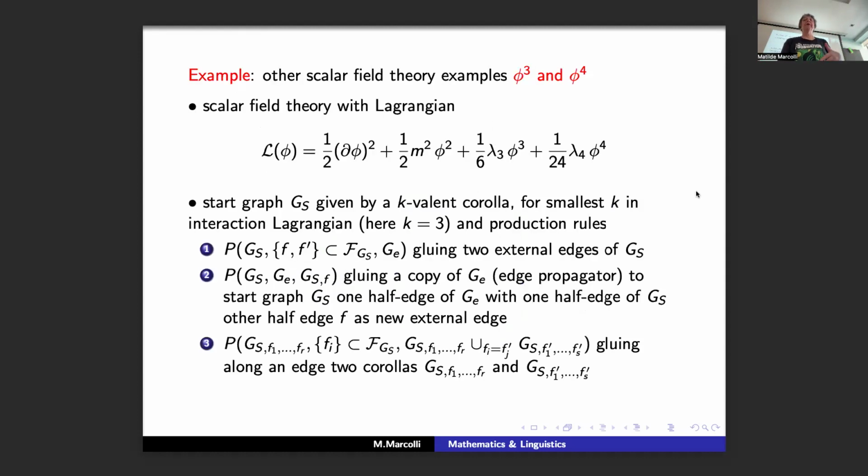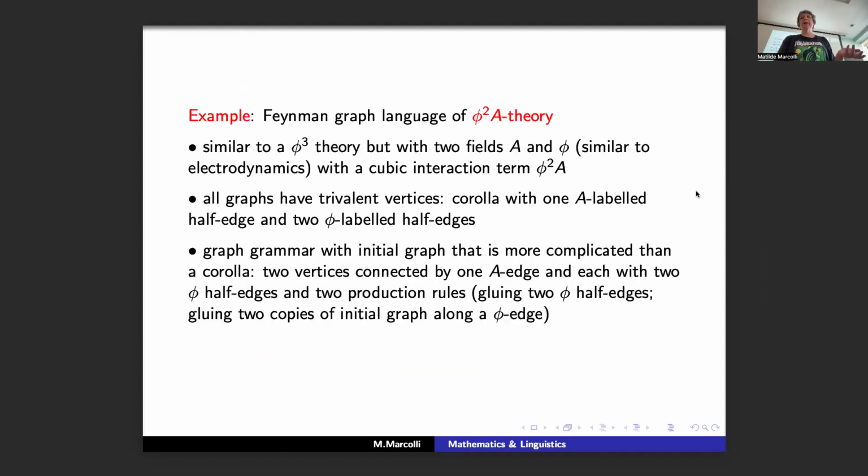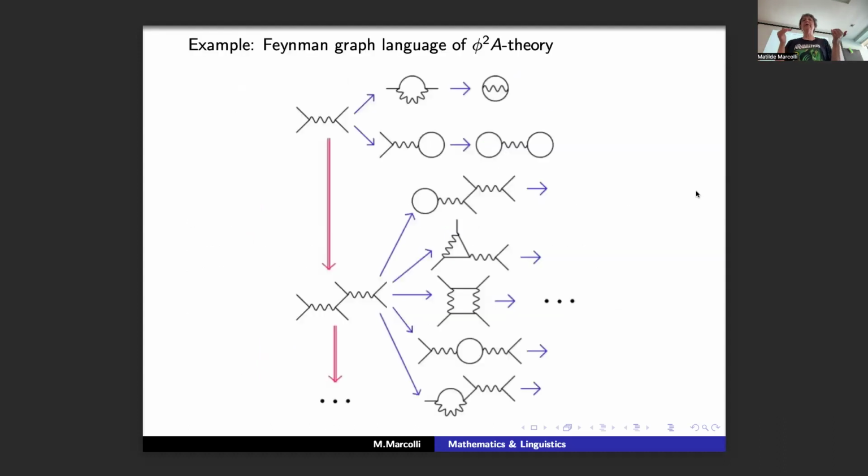And you can see the same, for example, if you have both phi-cube and phi-4, you have again slightly more possible production rules, but again, you have a finite number of production rules that start from these basic interaction terms and build all the possible Feynman graphs of the theory. And if you have, for example, electrodynamics, where you have a scalar field and you have another kind of field, then you have two different kinds of propagators. And then again, you have rules that involve the vertices coupled with the different types of propagators that again give you the entire construction of all the possible Feynman graphs.